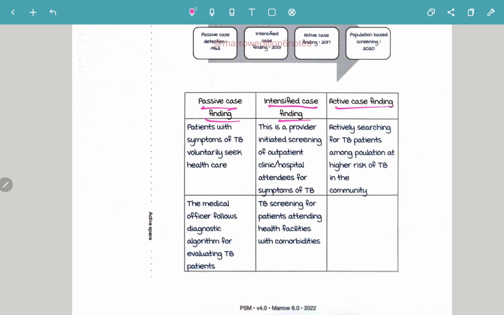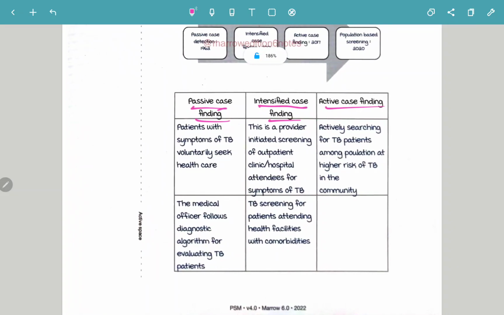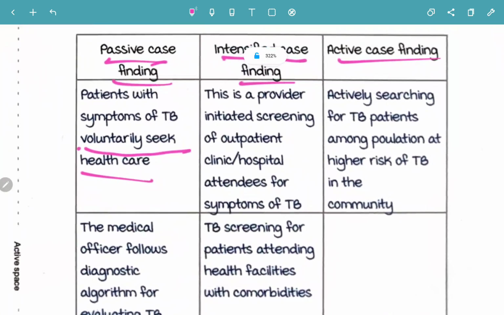Passive case finding means patients with symptoms of TB will voluntarily seek health care. That is passive case finding. So in passive case finding, the patients who are having symptoms of TB will be coming to the health care and voluntarily seeking it.